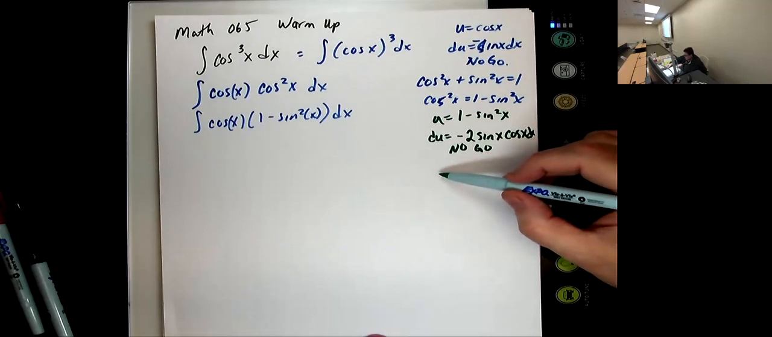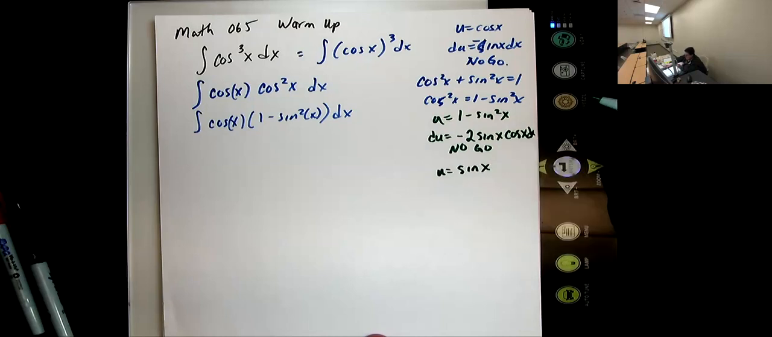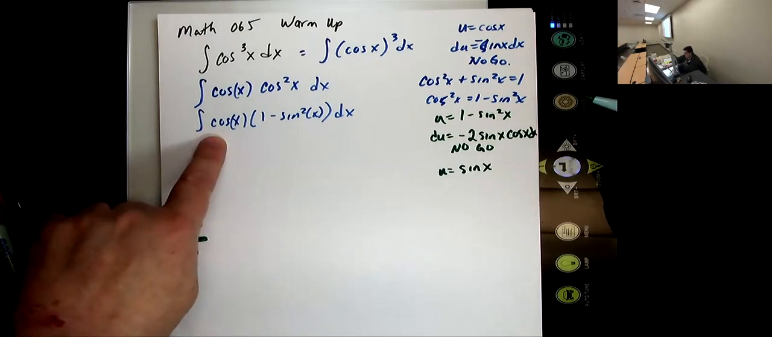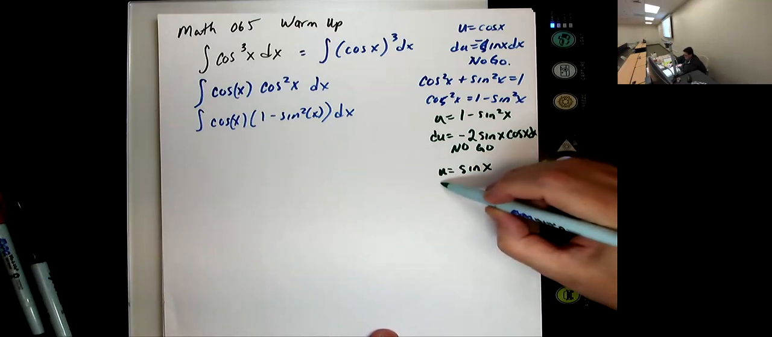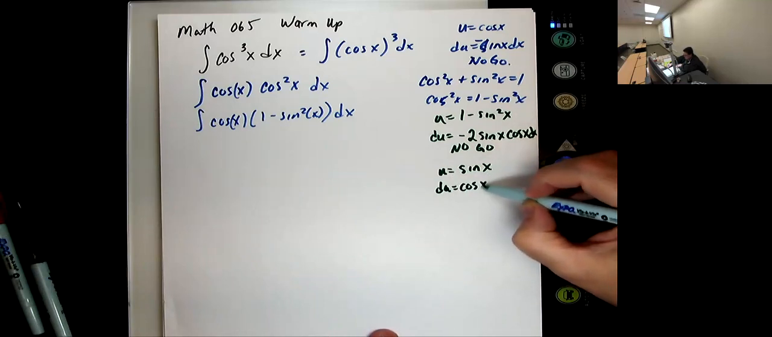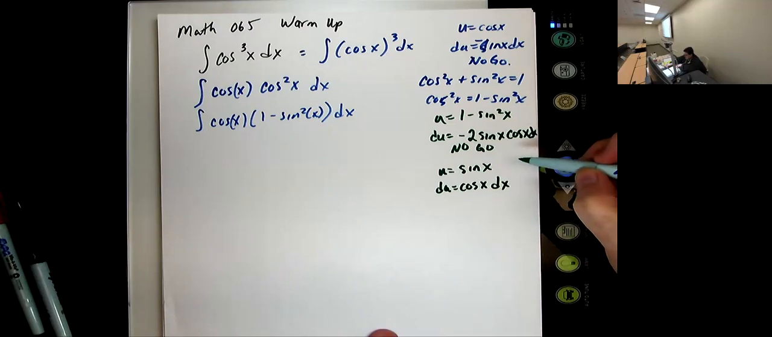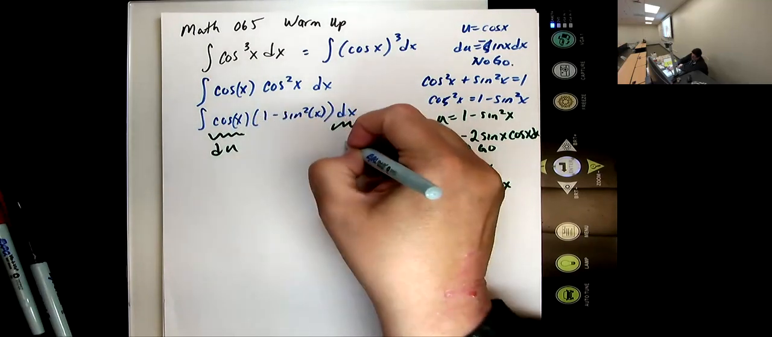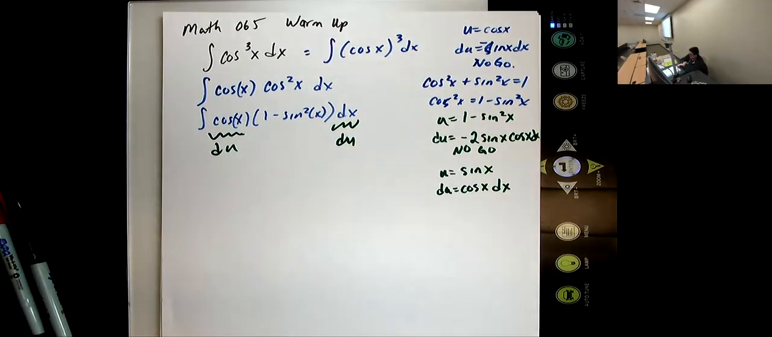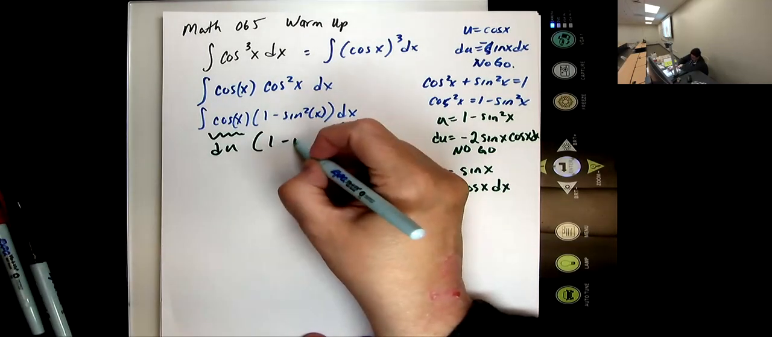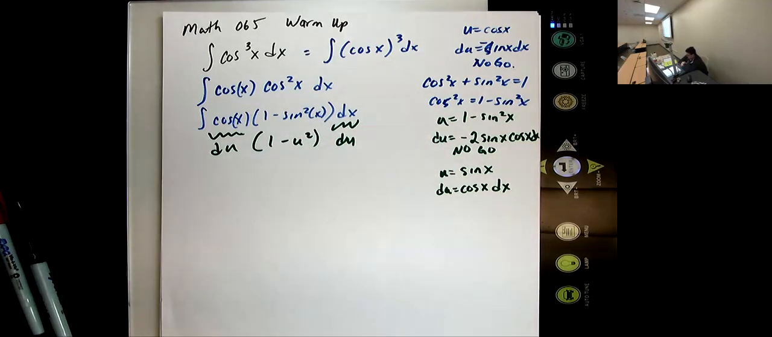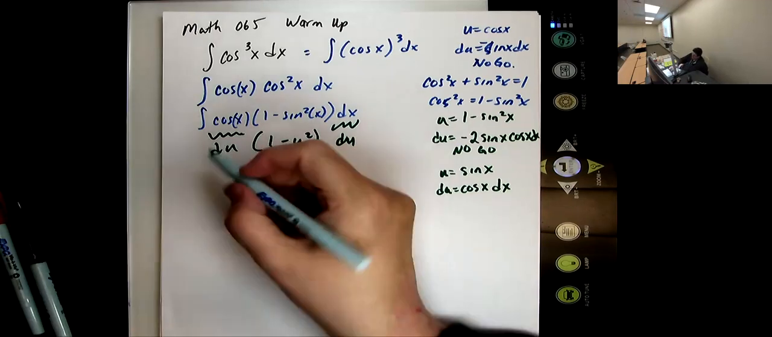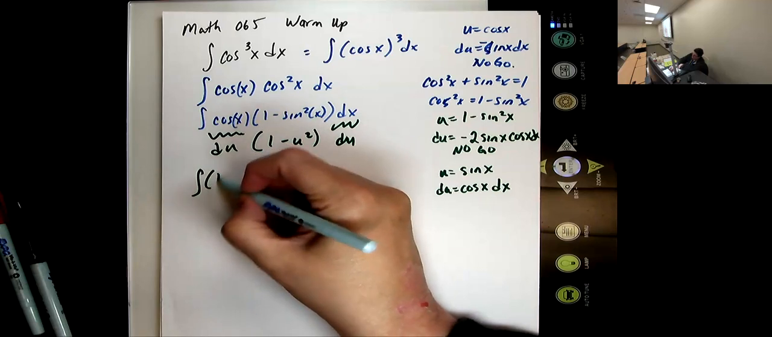So maybe try u equals sine x, because I don't have another sine x out here. But if I have u equals sine x, du equals cosine x dx. So these two together make my du. And I can write this as 1 minus u squared. So that's what's going to happen. It's going to turn into the integral of 1 minus u squared du.